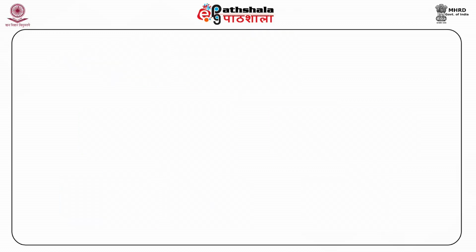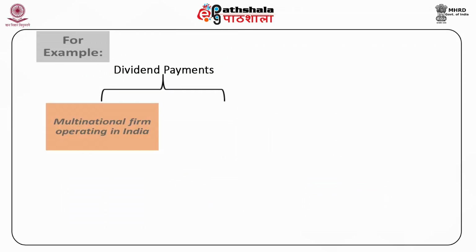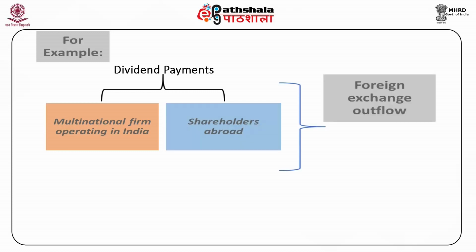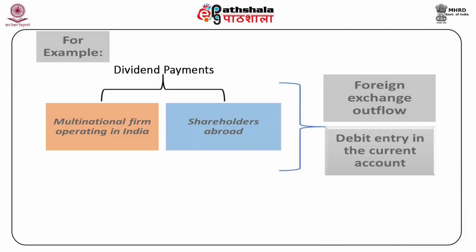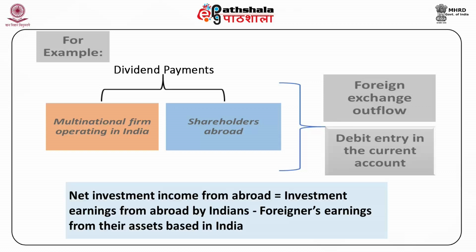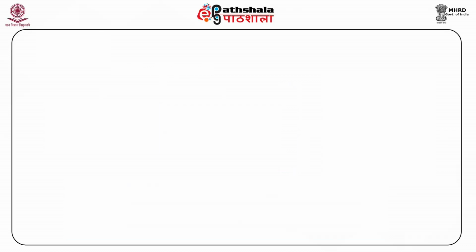Let us understand this with the help of an example. Dividend payments made by multinational firms operating in India to their shareholders abroad would result in a foreign exchange outflow, and it would be recorded as a debit entry in the current account. The net investment income from abroad is investment earnings from abroad by Indians minus foreigners' earnings from their assets based in India.